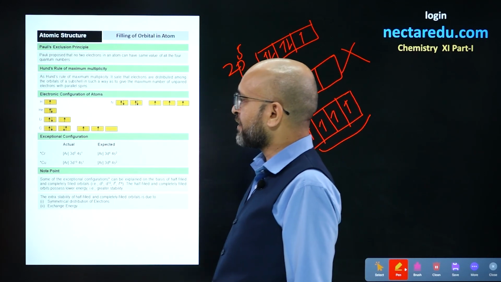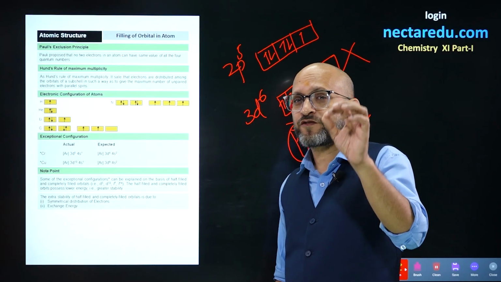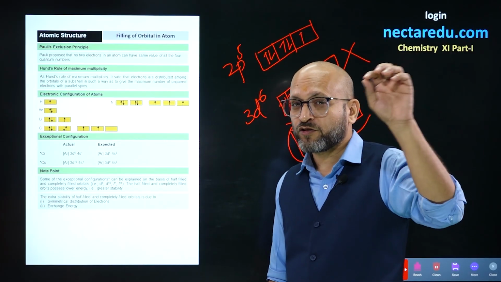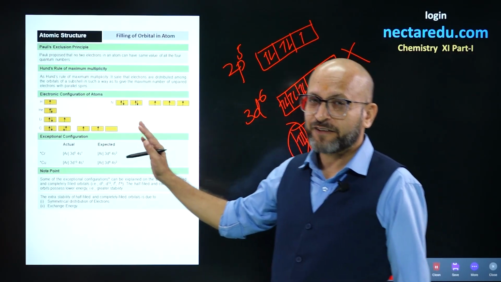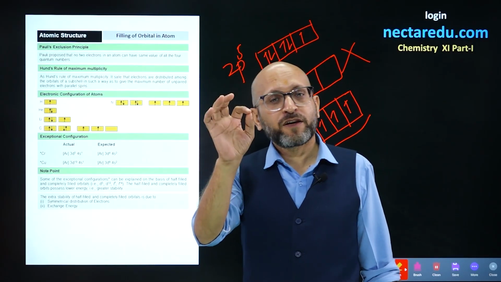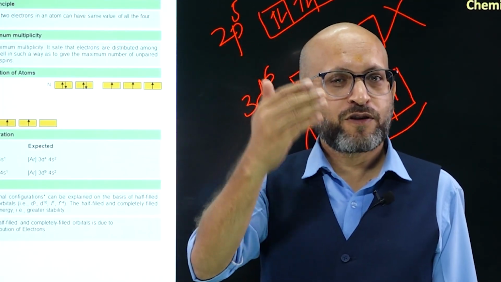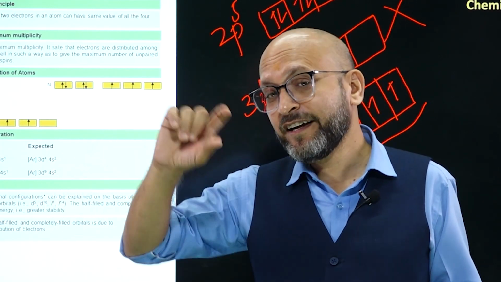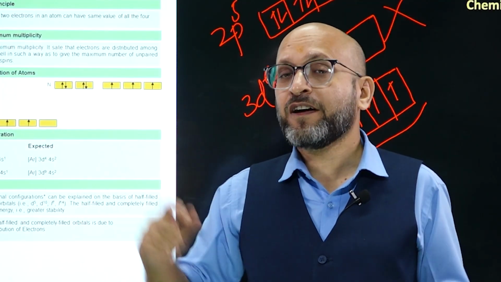Next, exceptional configurations have been found in chromium and copper. For chromium, the configuration is 4s1 3d5. What was expected? 4s2 3d4, because chromium has atomic number 24. But instead of 4s2 3d4, the configuration found was 4s1 3d5. Similarly, for copper, atomic number 29, the expected configuration was 4s2 3d9, but the actual configuration is 4s1 3d10. So copper has 4s1 3d10, and chromium has 4s1 3d5.